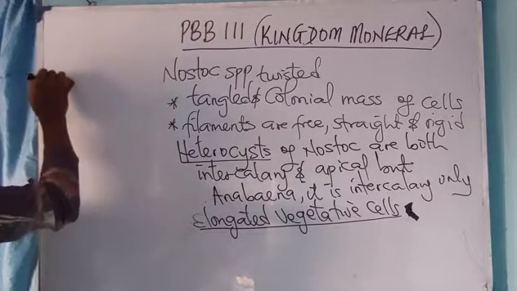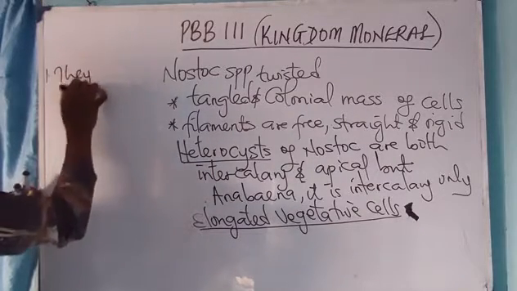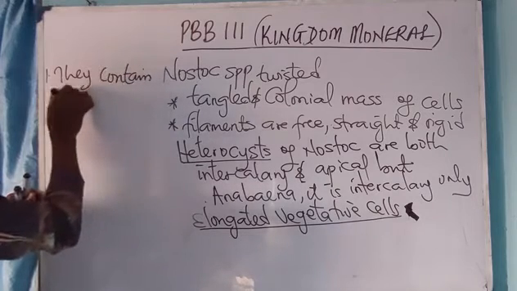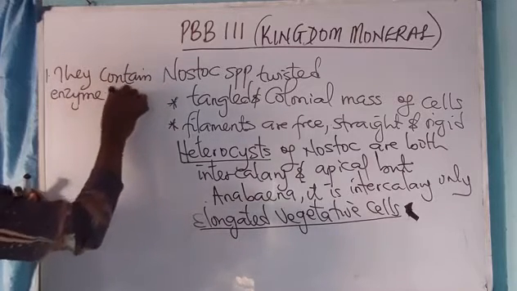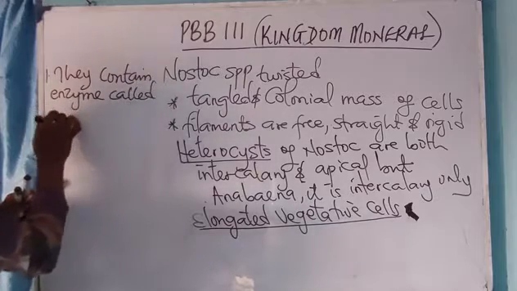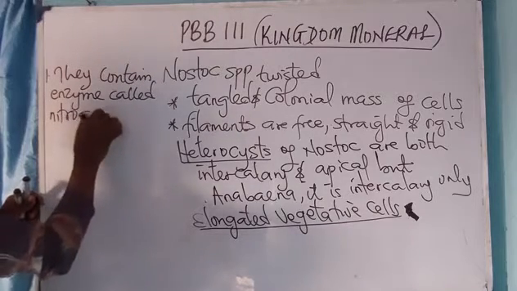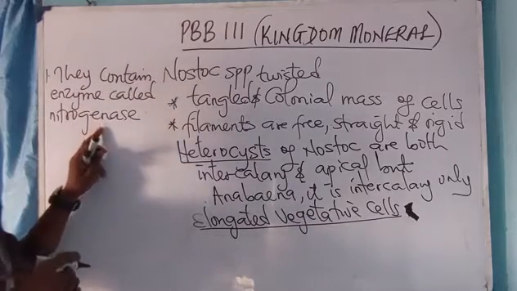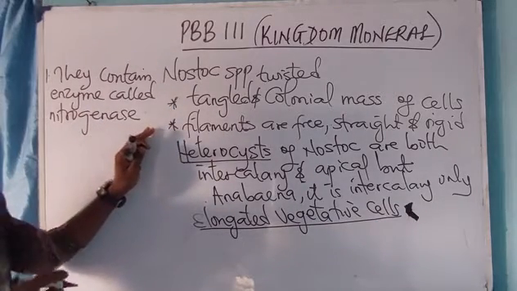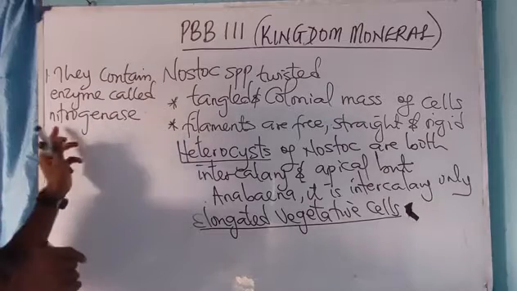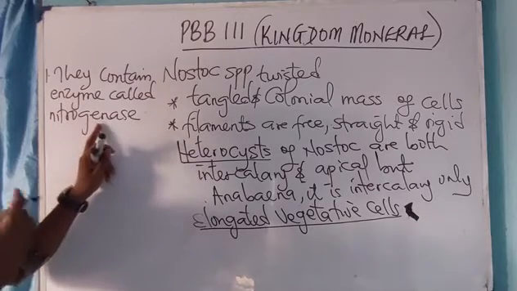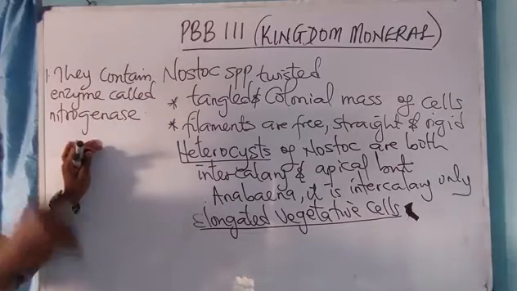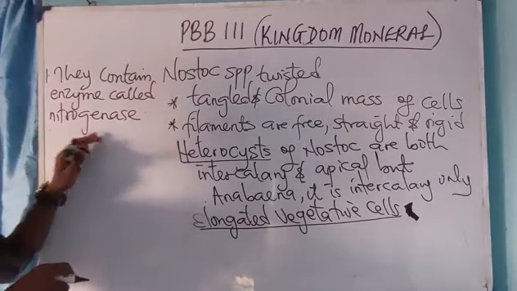They contain an enzyme called nitrogenase. And this nitrogenase is the enzyme that helps the cyanobacteria to fix nitrogen. The enzyme used by cyanobacteria to fix nitrogen into the soil is called nitrogenase.